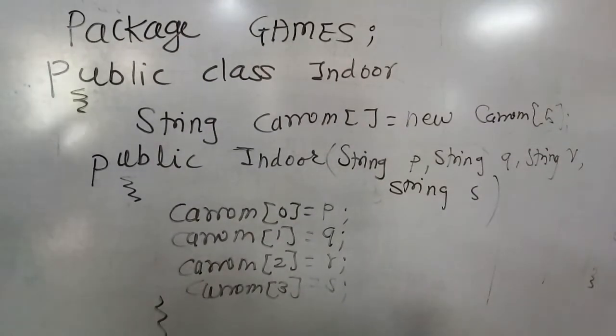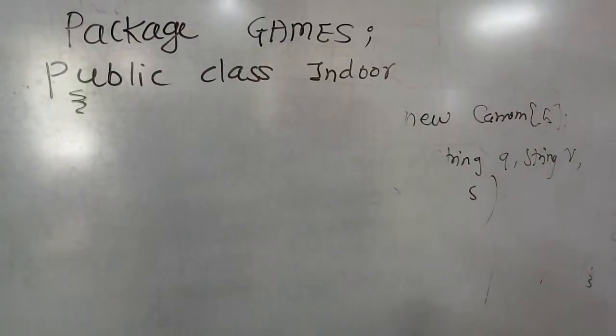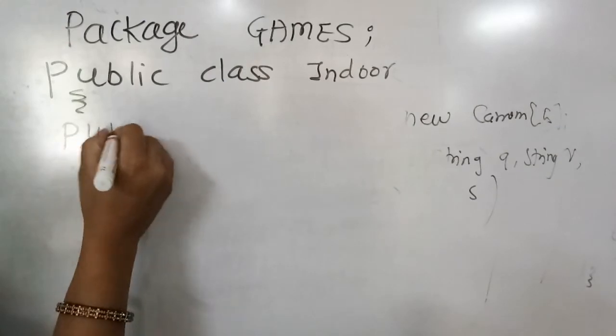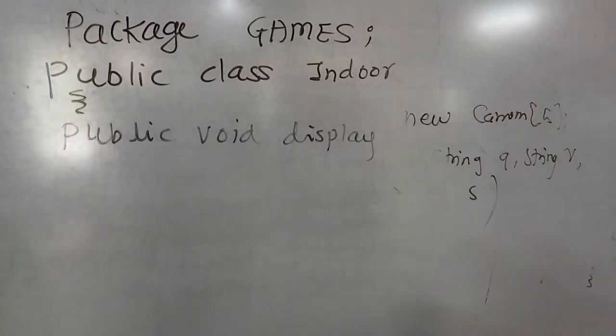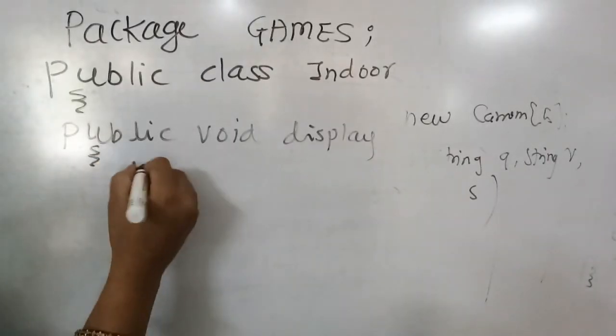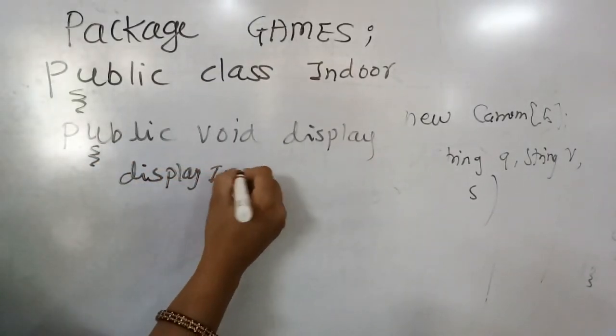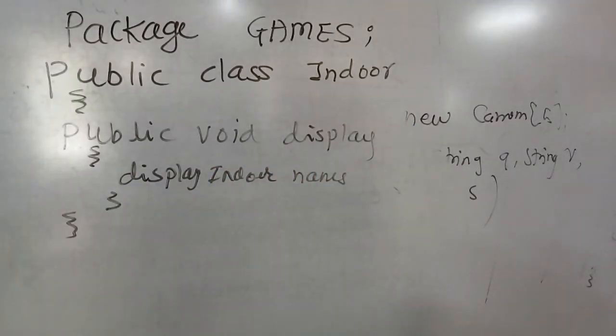Now we will create a separate function, that is the display that we have given in the program. That is, we have to create a display function, and that is nothing but public void display. Okay, now what does this function actually do? It will display the values of the different names of the indoor games. So it will actually display the indoor names. Okay, then we will complete the whole class.